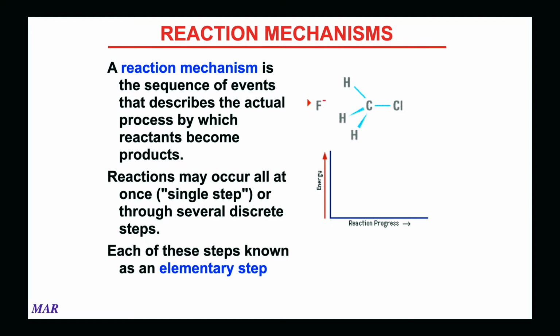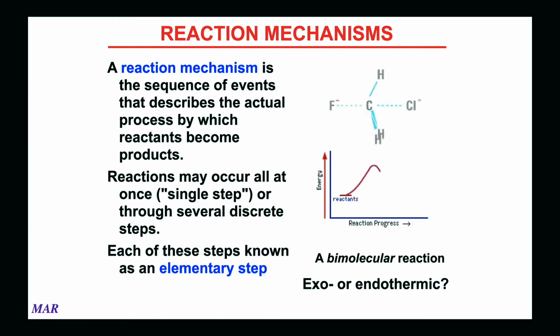And I'd like to show you a video now of an elementary step reaction. This is a one-step reaction where fluoride is displacing chloride. You end up with a fluoromethane, even though we started with a chloromethane. When a fluoride ion approaches a methyl chloride molecule, a bond begins to form between the fluoride and the carbon. The molecule's carbon-chlorine bond lengthens and becomes weaker. The energy of the system increases.